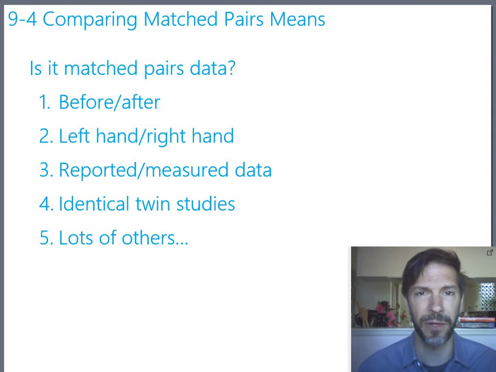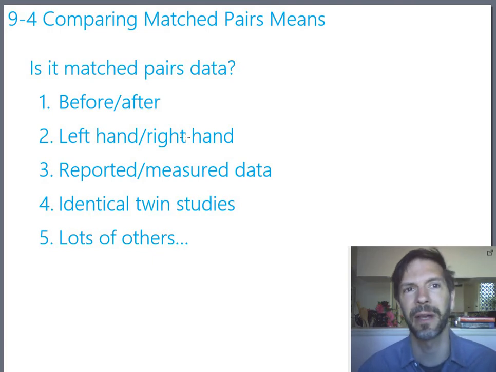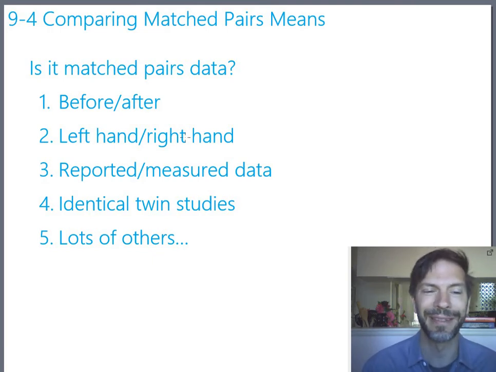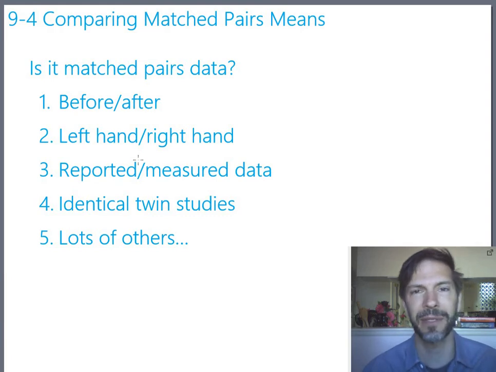Certainly before and after data, like in the previous video, is a classic, where you say, yeah, it's this person before and then this person after. You can also have data where you measure the same people, like their left hand and their right hand, or their left arm and their right arm. You can also compare reported data versus measured data, like you ask somebody how much they weigh and then you actually stick them on the scale. Again, that data should be matched up by person.